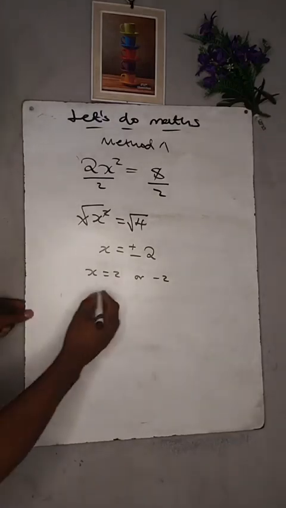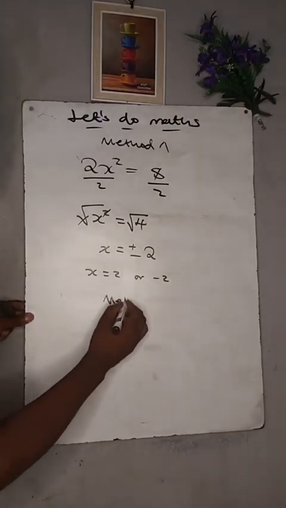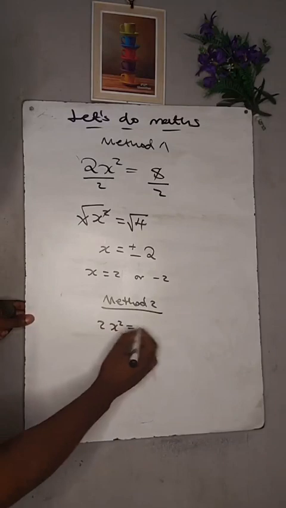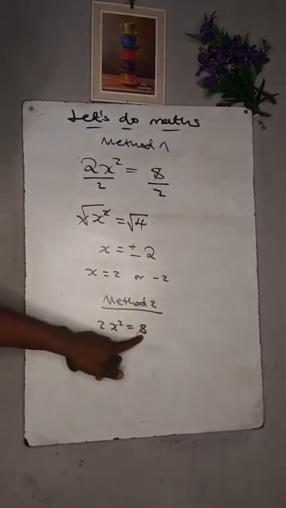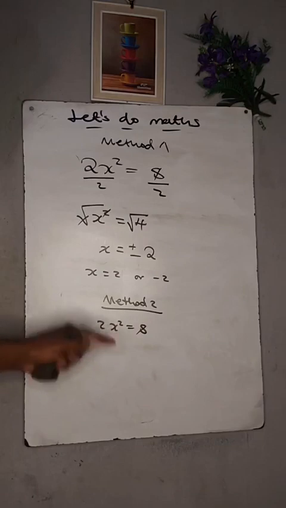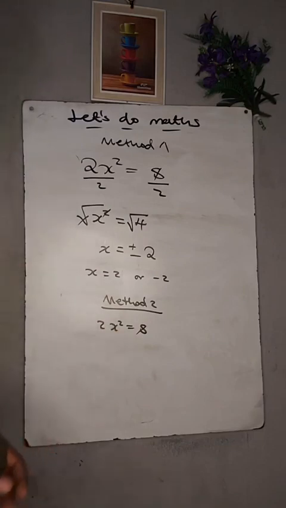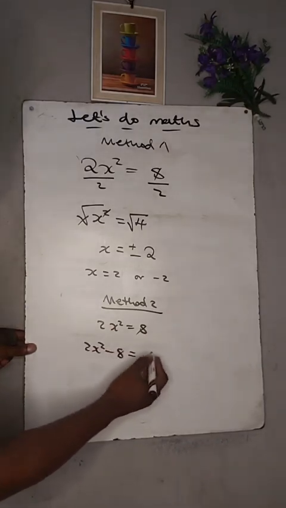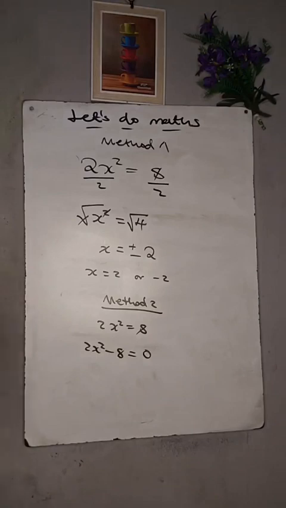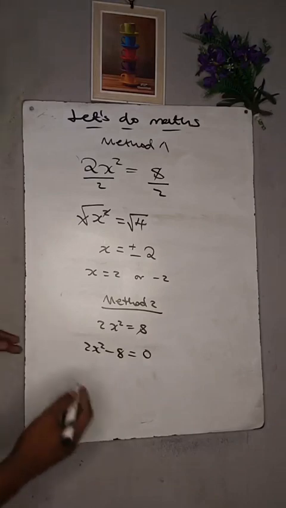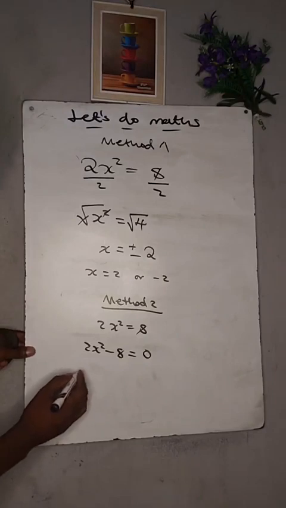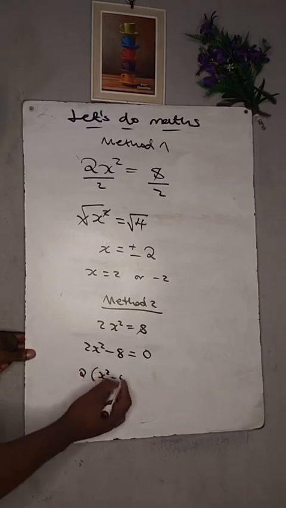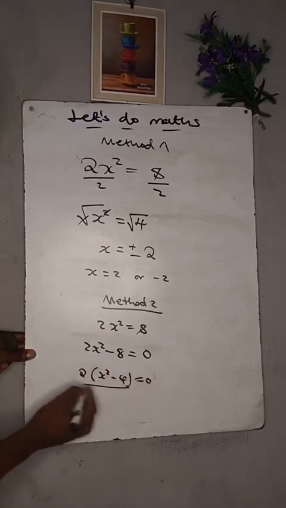Method 2. Let's do method 2. What I would do is I have 2x squared is equal to 8. I take this 8 to the left side by additive inverse. That means I subtract 8 from both sides. So it will be 2x squared minus 8 is equal to 8 minus 8, which is 0. Then after that, I can factor out: 2 open bracket, x squared minus 4, is equal to 0.